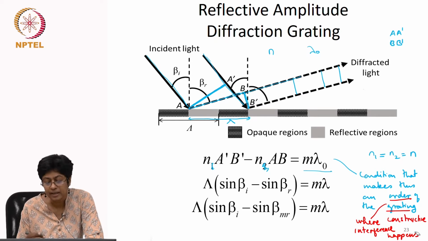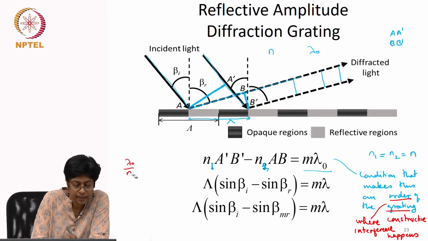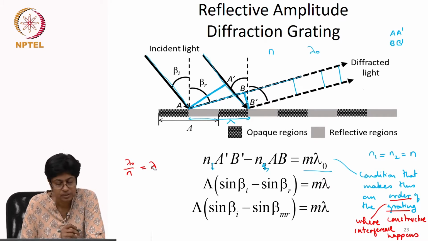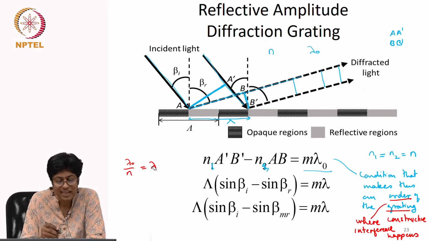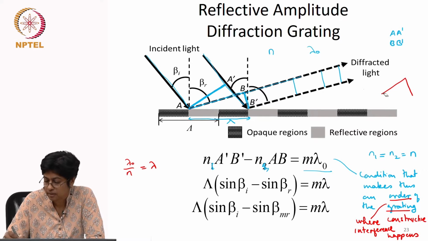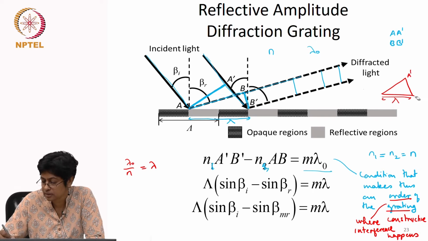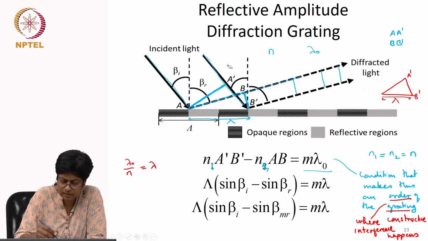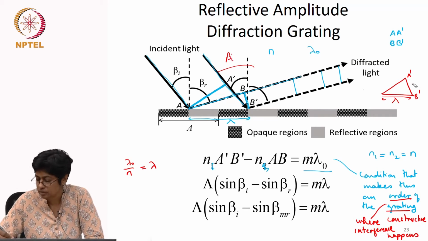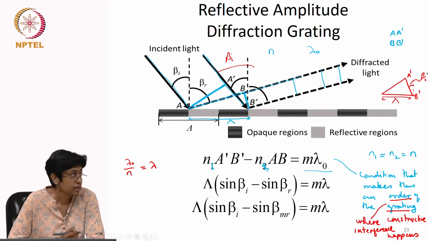So I can rewrite lambda naught by N as lambda, and if you do the geometry of this, just from trigonometry, this A dash B dash, so you look at this triangle, this corresponds to capital lambda, this is the distance A dash B dash, this is the incident angle beta I. So this angle is beta I, right?